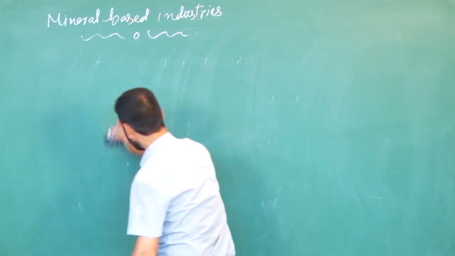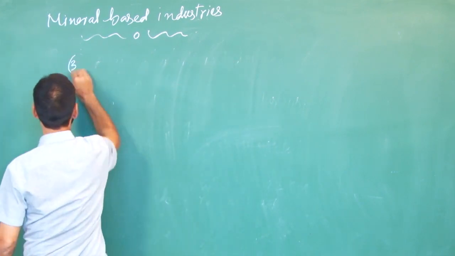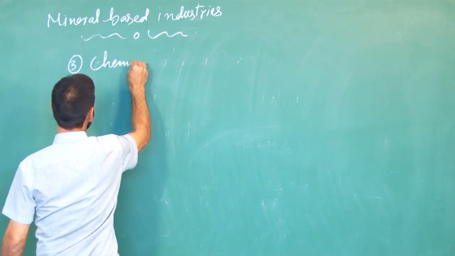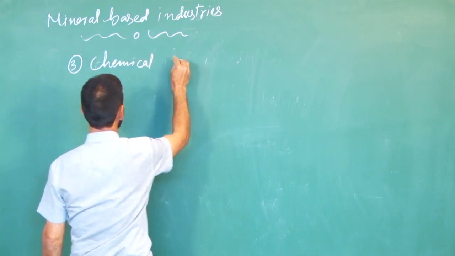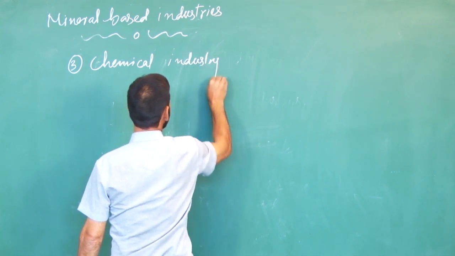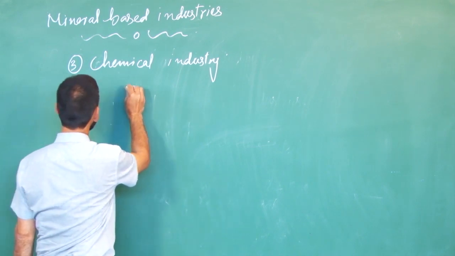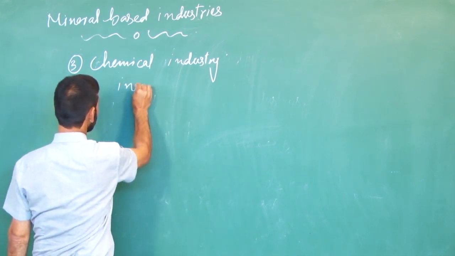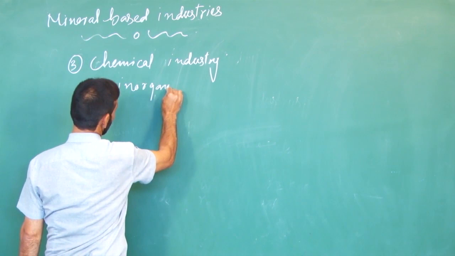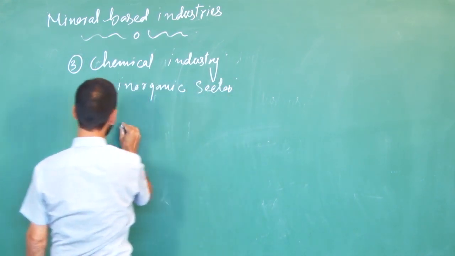In the chemical industry, particularly two sectors are found. One sector is the inorganic sector, and another is the organic sector.